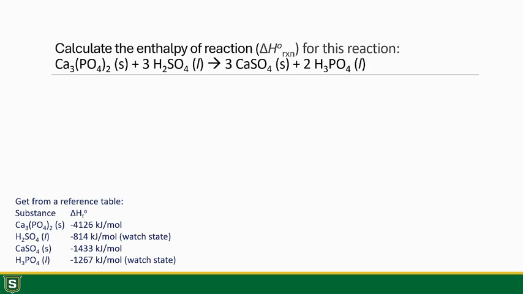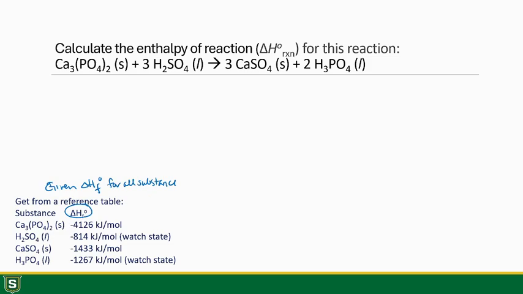Okay, so calculate the enthalpy of reaction for this reaction, and it gives me calcium phosphate plus sulfuric acid makes calcium sulfate plus phosphoric acid. So if this was provided nearby, notice, given, I have the enthalpies of formation, standard enthalpies of formation for all substances.